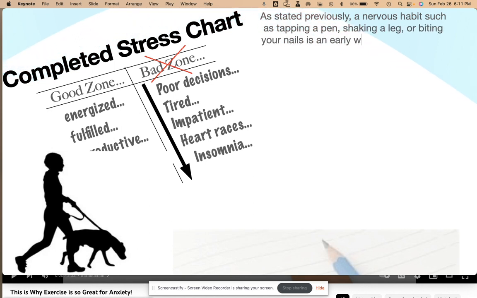Here are some helpful hints to consider as you develop your stress chart over time. I'll just leave you to read these.